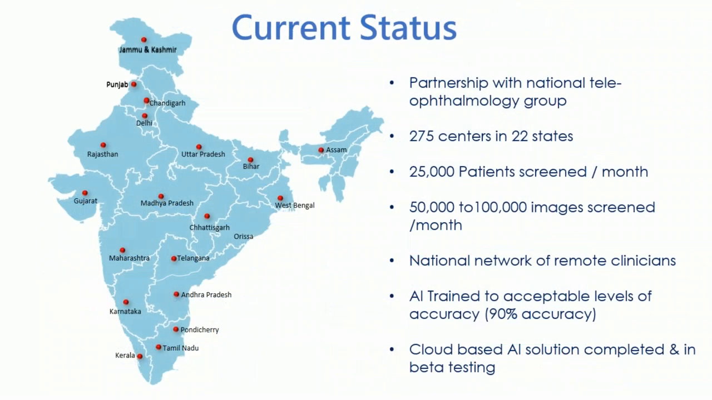So when we took on this challenge, obviously as technologists, we're not ophthalmologists. We decided we would like to partner with somebody who's actually doing this professionally. So we have a partnership right now, since May, with this National Teleophthalmology Group in India. They have 275 centers in 22 states. They are doing 25,000 patients a month. 50 to 100,000 images are being screened by them each month using a remote network of actual ophthalmologists.